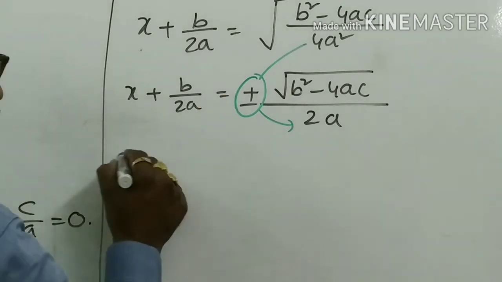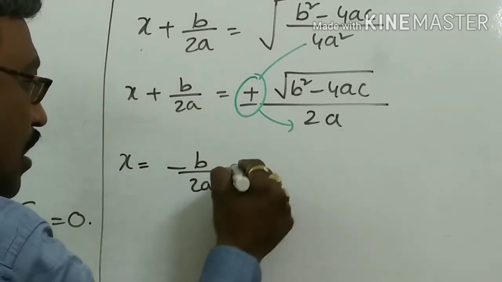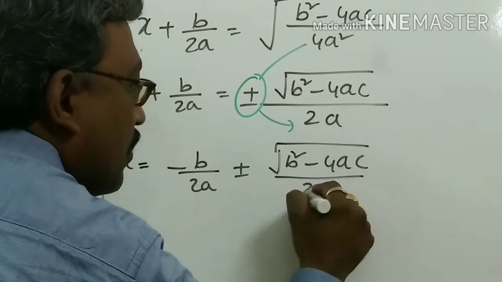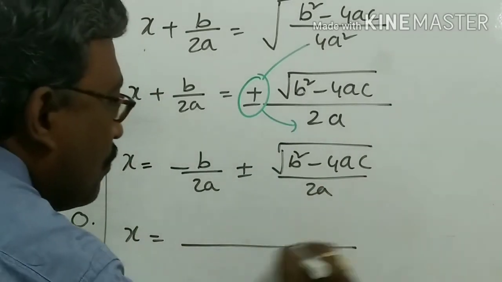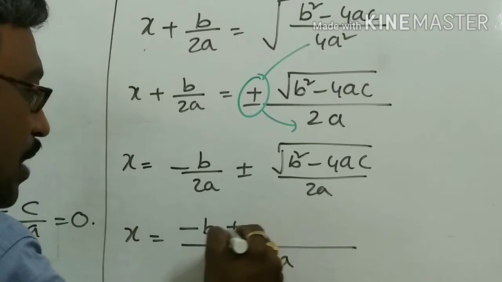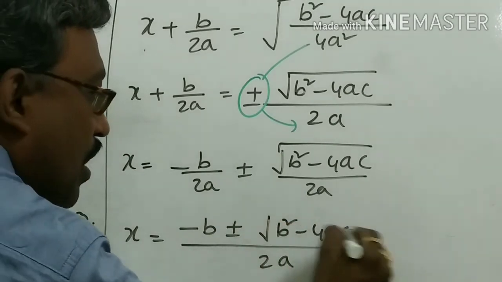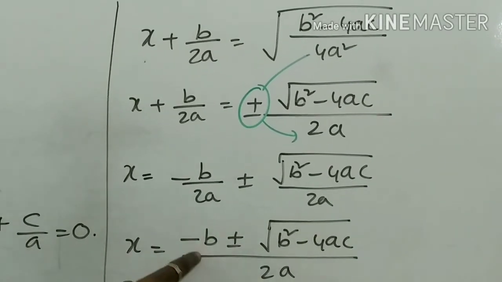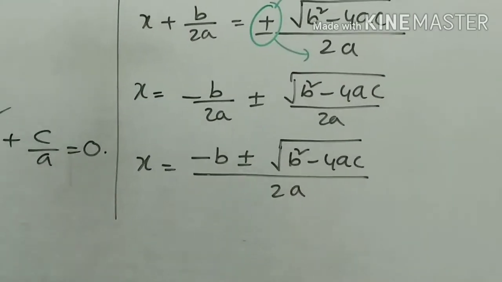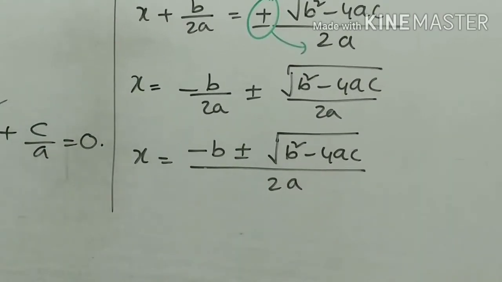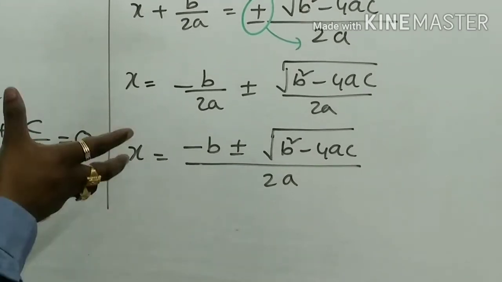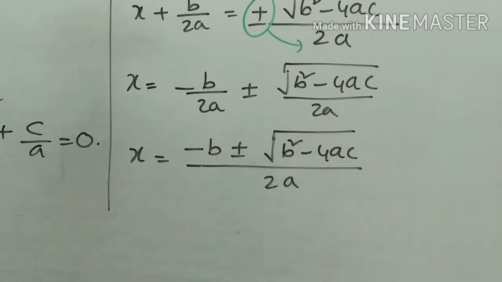Now b/2a goes to the other side: x = −b/2a ± √(b² − 4ac)/2a. Now I can write it in a single form with LCM 2a: x = (−b ± √(b² − 4ac))/2a. This is the formula to find the value of x, that is, the zeros or roots of the quadratic equation, where a should not be equal to 0.